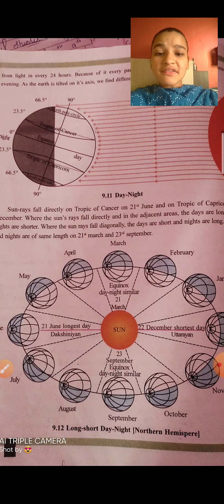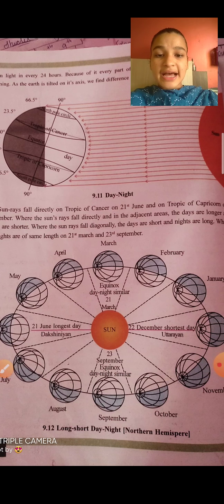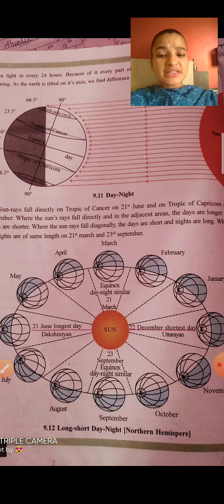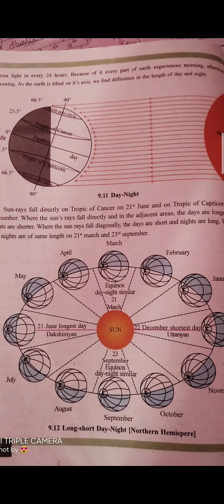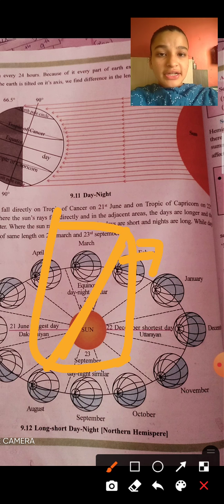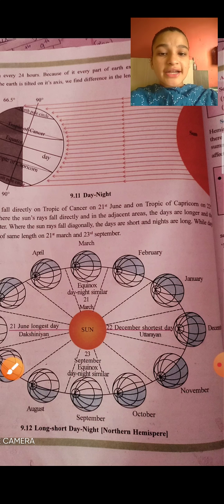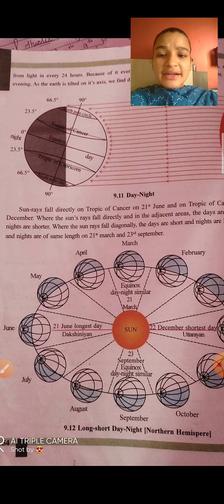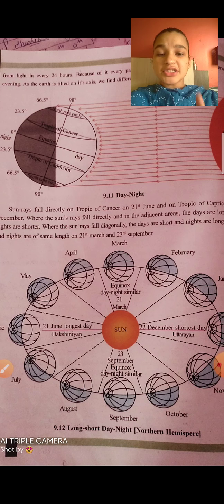Now, where the sun rays fall diagonally, the days are short and nights are long. When sun rays are falling diagonally, adjacent means near to it, right? Diagonally means opposite. Like this diagonal is there, no? Suppose in boxes there, diagonal is this. Like this, if it is falling, then the days are short and nights are long. And adjacent means near to here. Then days are long and nights are short. While day and night are the same length on 21st March and 23rd September. So these two important dates are there. On 21st March and 23rd September, both day and night length will be equal.